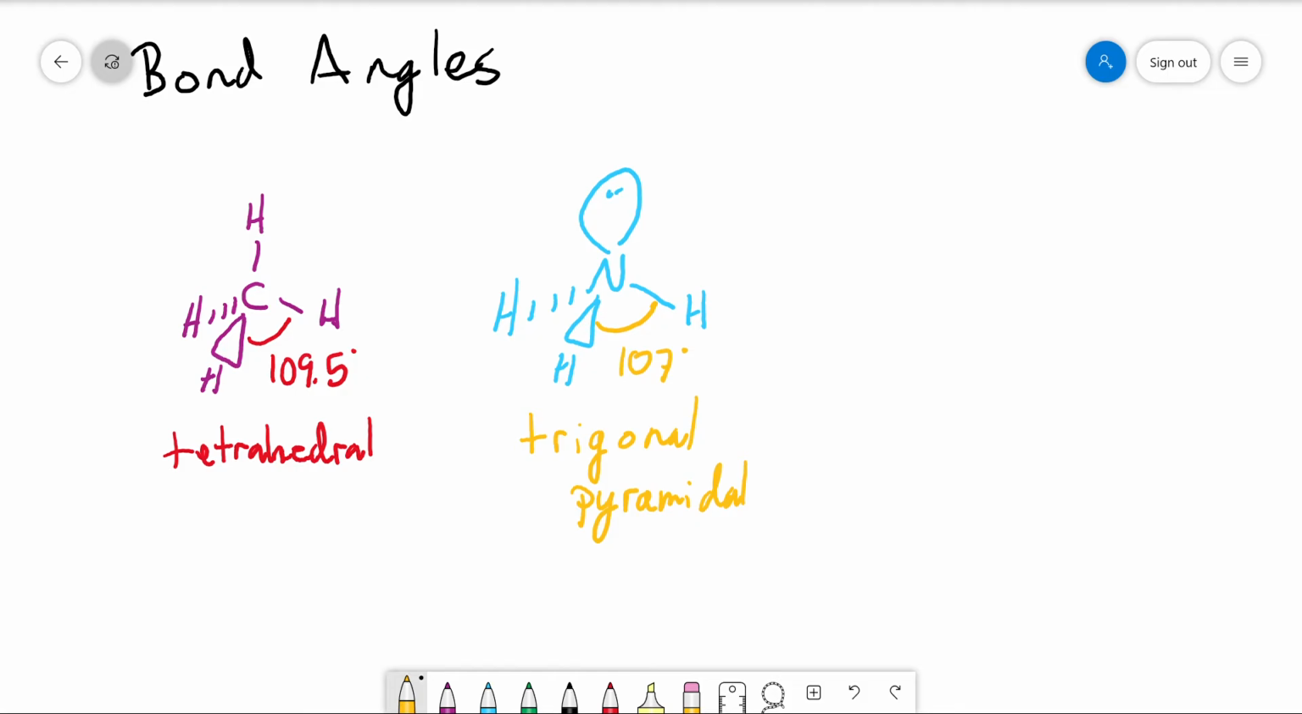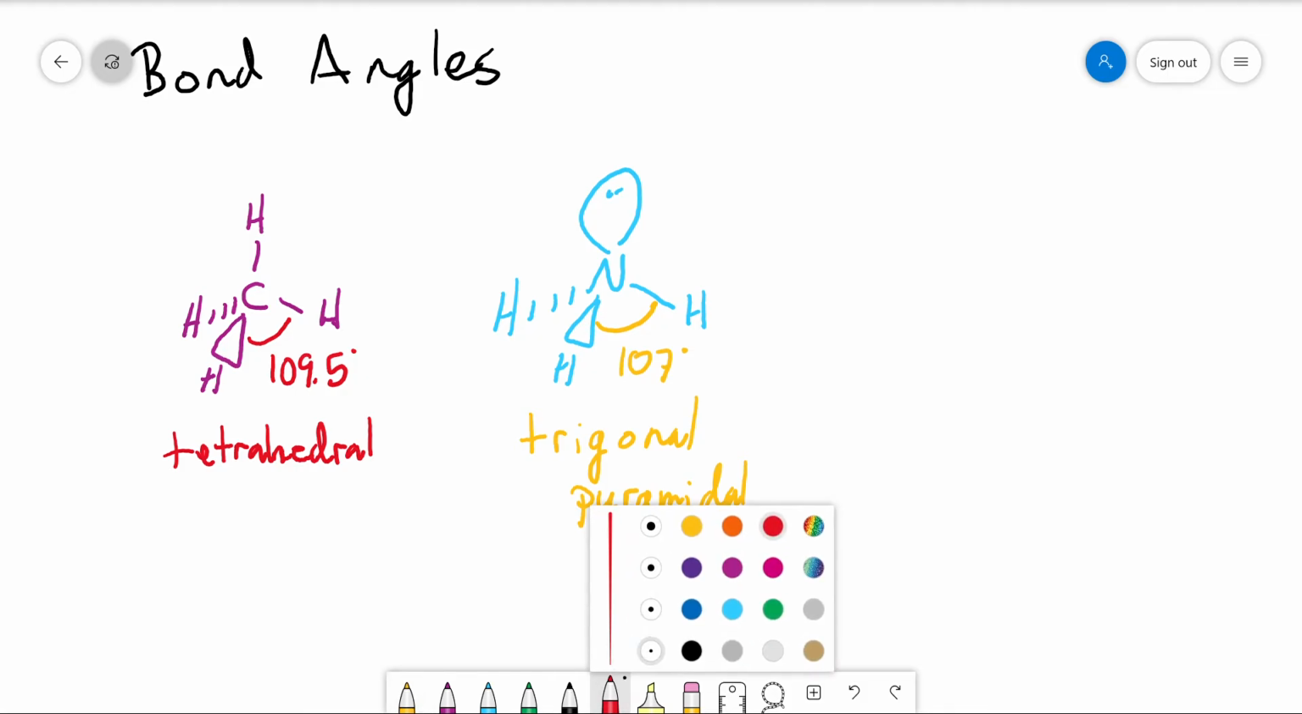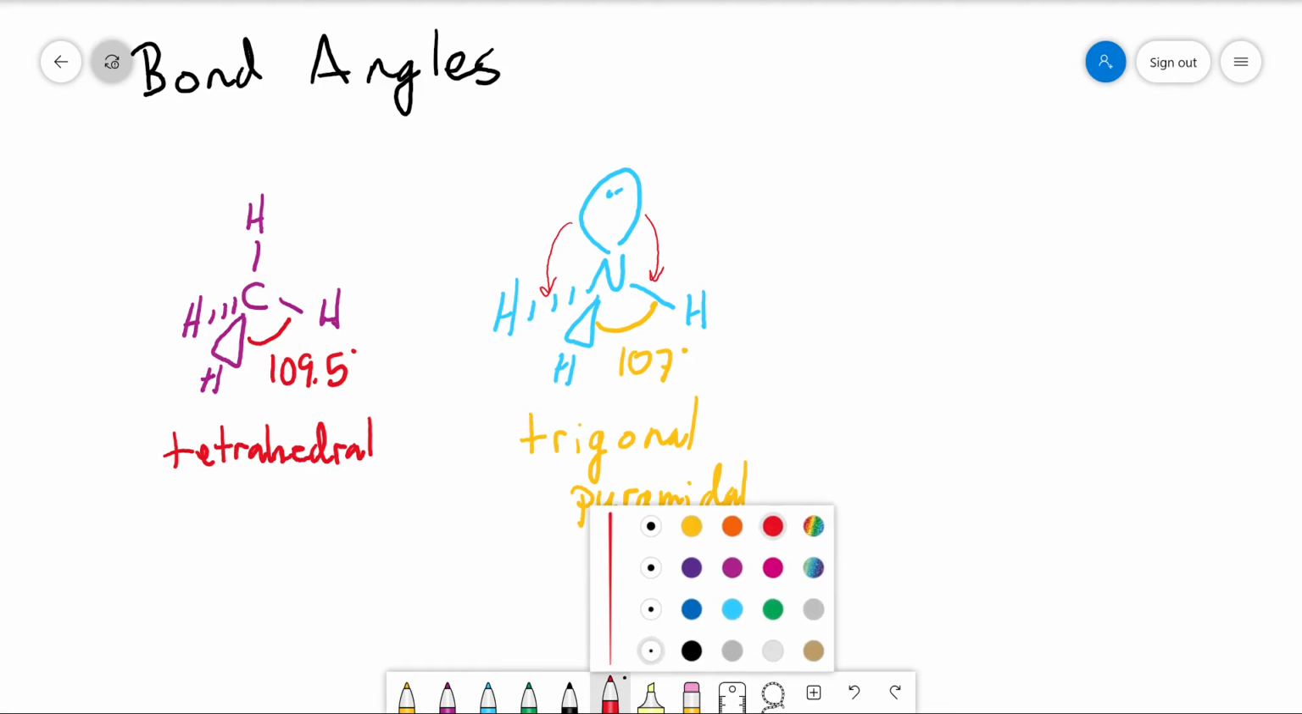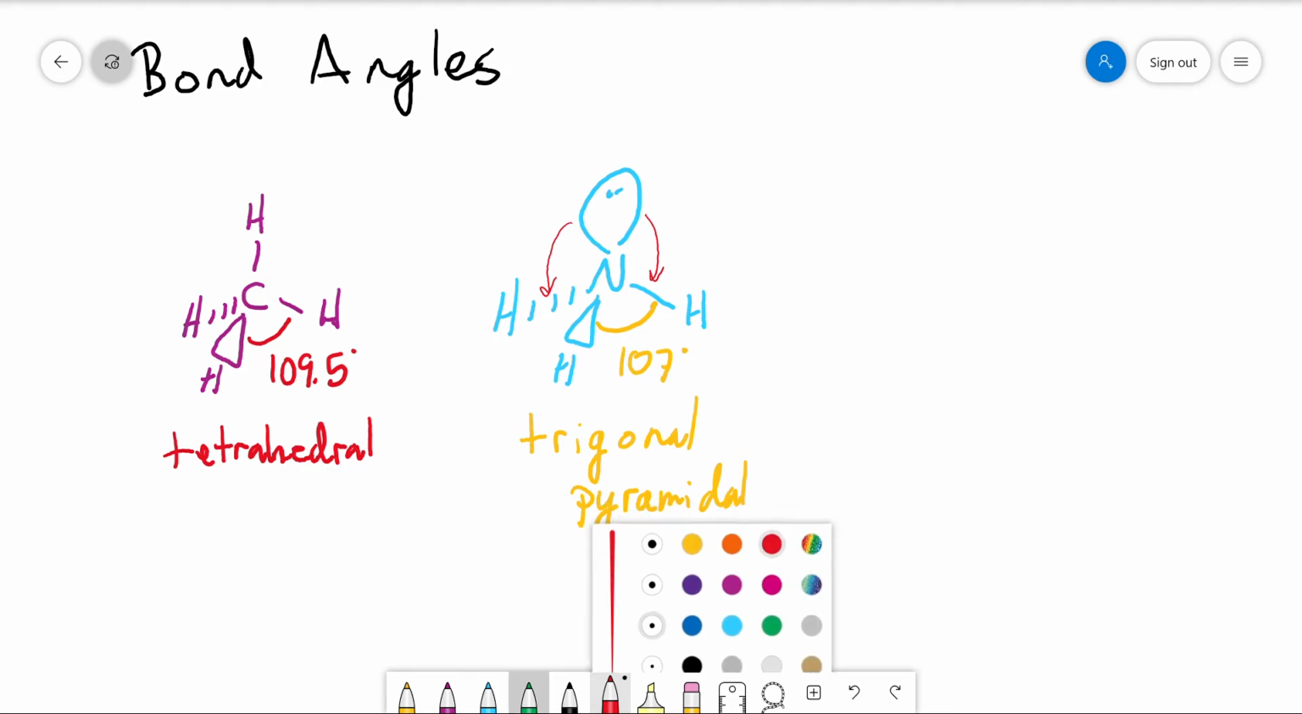You'll notice that this bond angle is a little bit less than what we would expect, because the basic shape for the ammonia molecule, the NH3 molecule, is tetrahedral. Put the lone pair on there, it becomes trigonal pyramidal. But that lone pair takes up a lot of space. So what it does is it pushes these guys down just a little bit more and makes that angle a little bit smaller than what we would expect it to be. Okay, that's the key here.